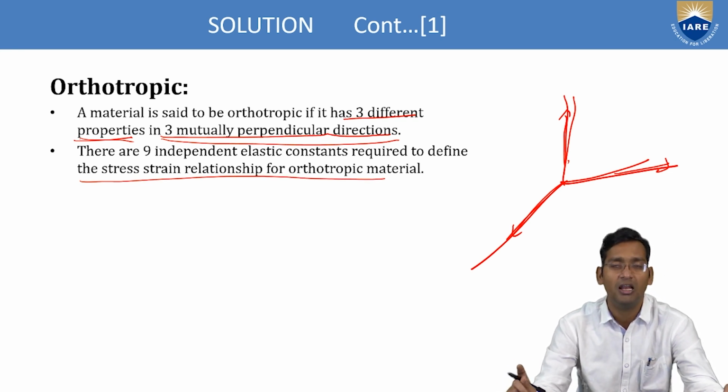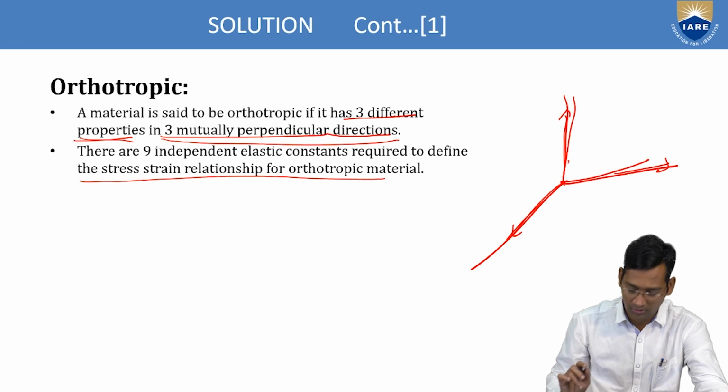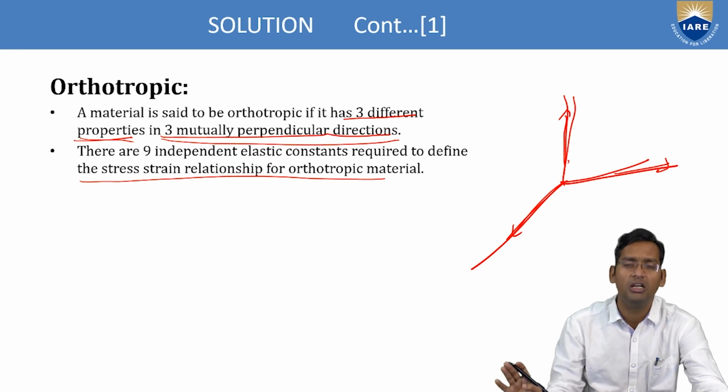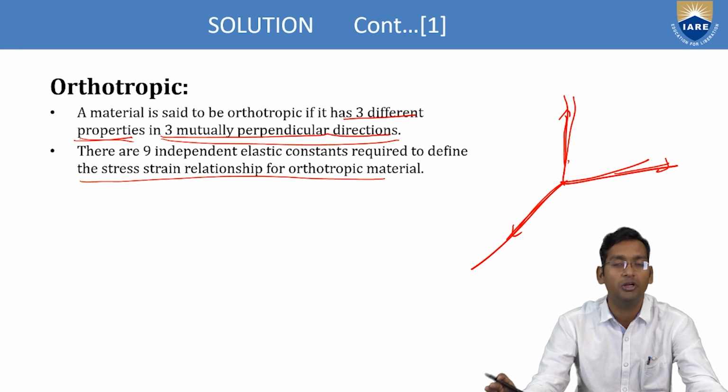So for an orthotropic material, 9 should be independent, and the remaining 12 should be dependent on each other. That means they should be dependent. It's not totally independent, but the remaining ones are dependent, or you can say all the remaining are 0 also.